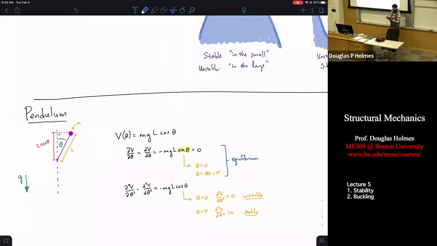And so we found what matches our intuition, which is that when the pendulum is at an opening angle of pi, it's stable.